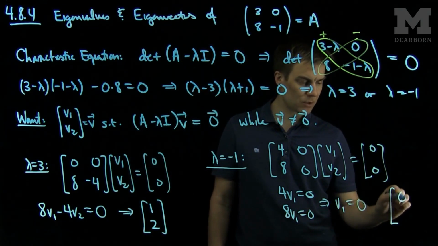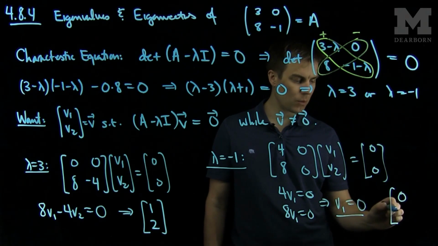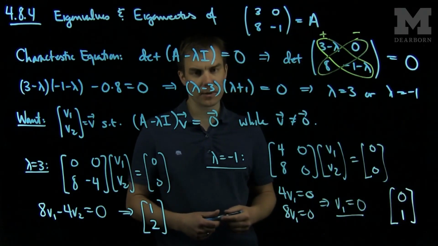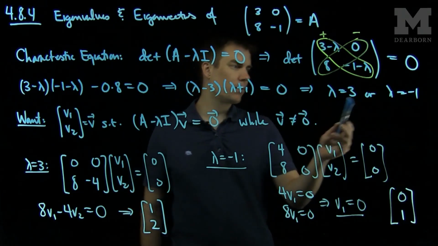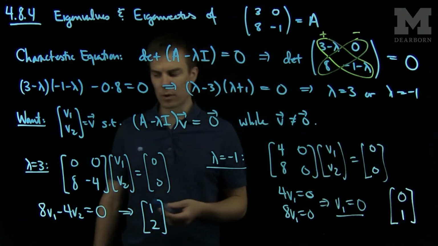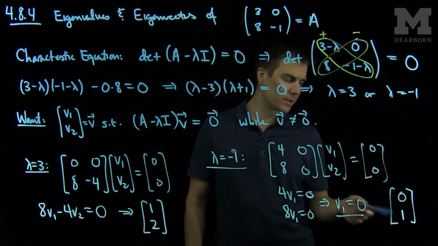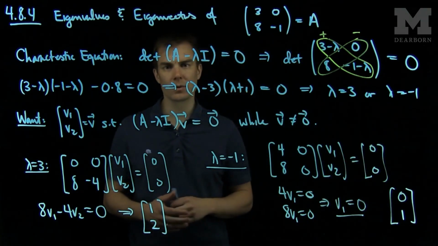So one possible answer would be 0 for v1, and 1 for v2 would be an appropriate choice of eigenvector. So we have our eigenvalues of 3 and negative 1. The eigenvector corresponding to 3 is 1, 2. The eigenvector corresponding to negative 1 is 0, 1, and that's the solution to the problem.